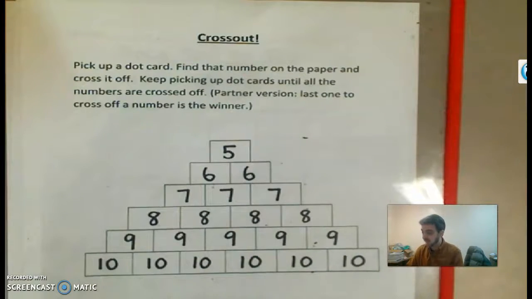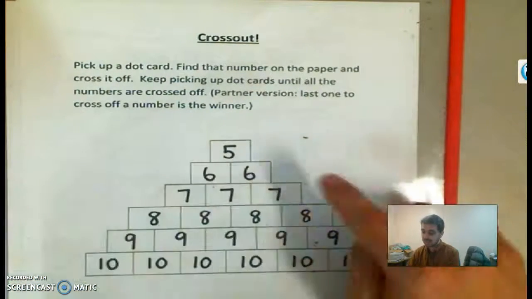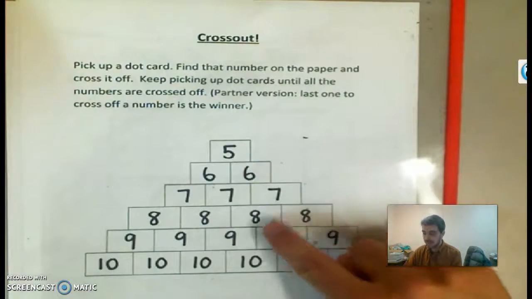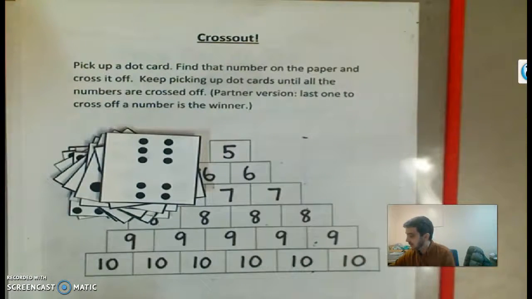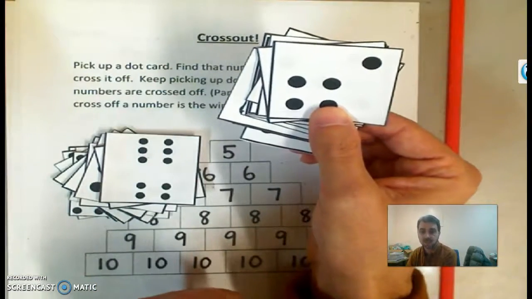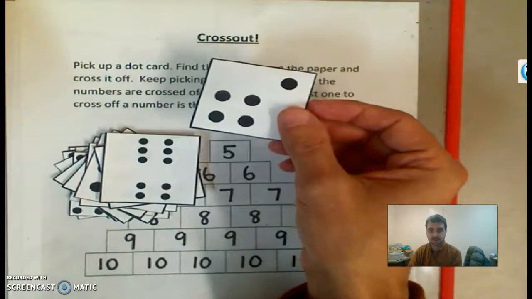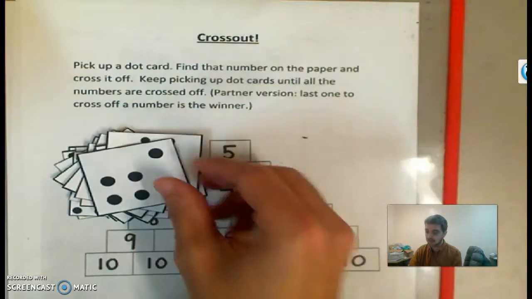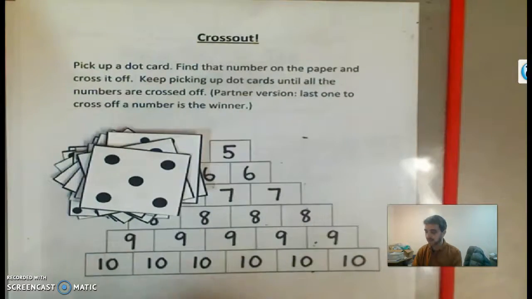So here's the deal. These dot cards have numbers 6, 7, 8, 9, and 10, but not 5. So what you need to do is go back to your other dot cards that you put aside the other day and take out some of the ones that say 5. So this one is a 5. Right? 1, 2, 3, 4, 5. So I put that in. Oh, here's another 5. So I'm going to put that one in.